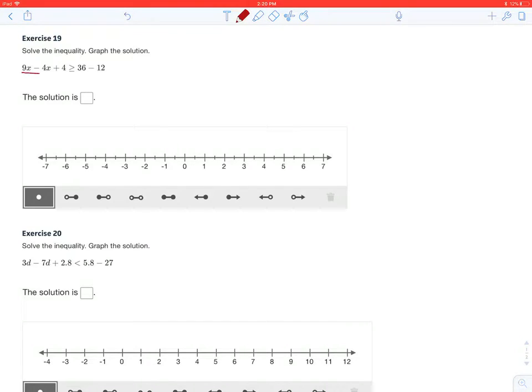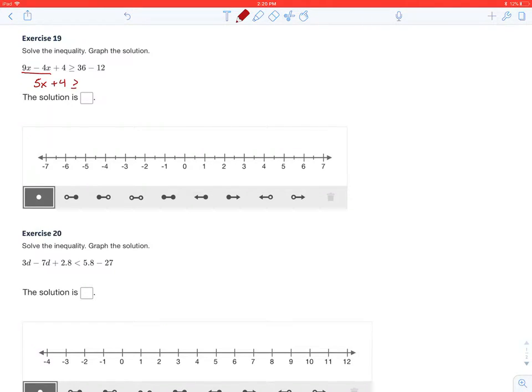On the left side, we do have some like terms here, this 9x and the 4x. Because they're both x's, you can combine them. 9x's minus 4x's, well, that's going to leave you with 5x's. And that's going to simplify the left side to 5x plus 4, just like we used to do in chapter 3 when we were simplifying expressions. You can simplify down that expression.